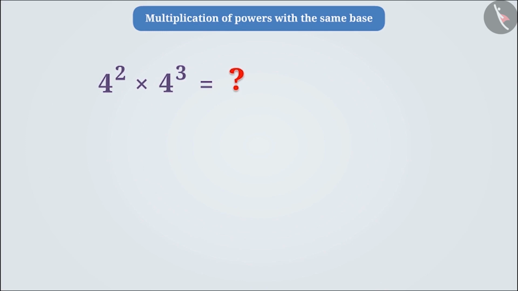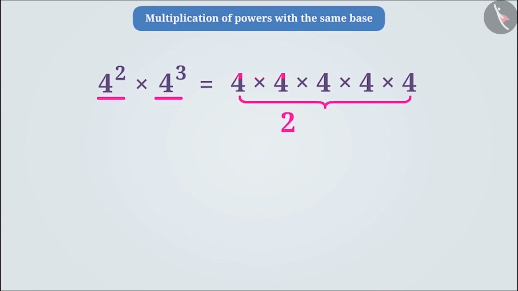Can you tell us how to do it? Think a bit. You are absolutely correct. To find the value of 4 square, we will multiply 4 by itself 2 times. Similarly, to find the value of 4 cube, we will multiply 4 by itself 3 times. Now you can see here that 4 is multiplied by itself a total of 2 plus 3, that is 5 times. Therefore, we can represent it as 4 to the power of 5.